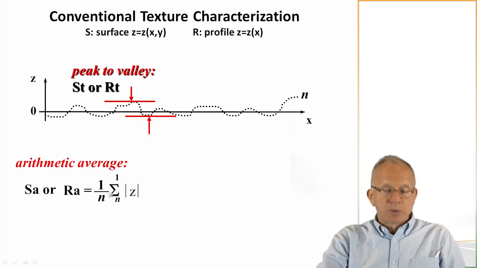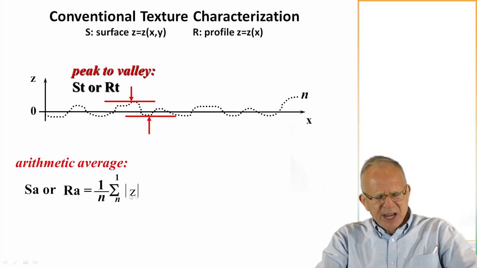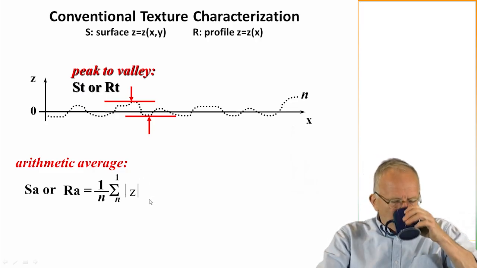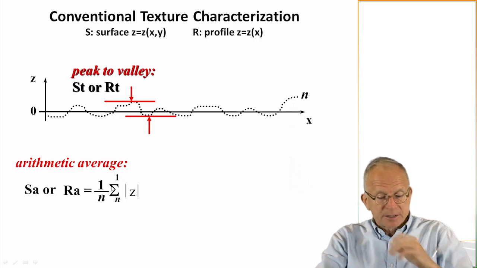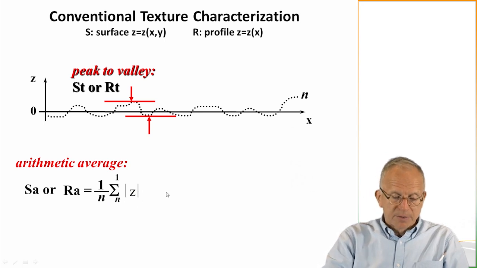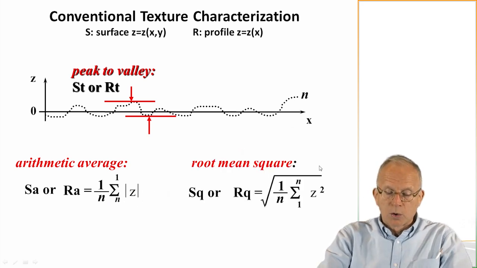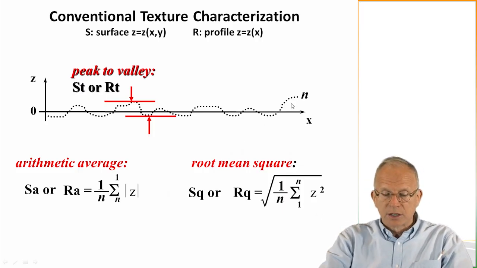The arithmetic average roughness is the sum of the absolute value of all the heights. And we use the absolute value because if we didn't and we had the mean line in the right place, added it all up, it should come to 0. So that's the simple arithmetic average of the absolute value. Or we can use root mean square, which is also the same as the standard deviation, because we've subtracted the mean by using this line. And so we take the square root of the sum of the squares over n.